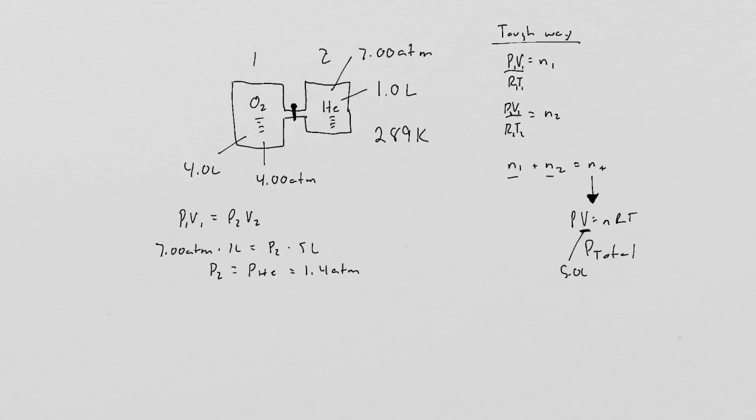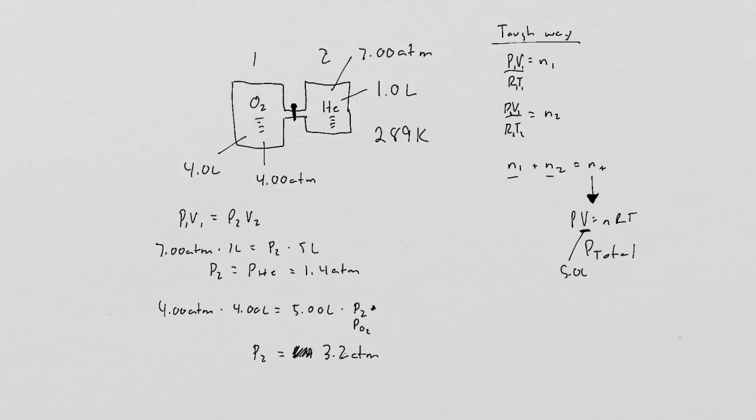We can do the same thing for the oxygen. The oxygen originally was at a pressure of 4.00 atm, and it was originally in a 4.00 liter container. Now it's going to spread out and fill up that whole extra liter, so it's 5.00 liters. We have to find out what our P2 is, which is really the pressure of the oxygen when it's spread out in the whole container. When we do this, we get P2 is equal to 1.4. I'm sorry, no, it's 3.2 atmospheres.